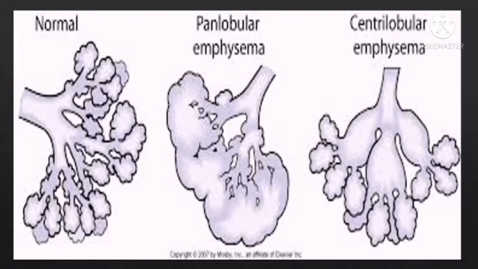And this is what it looks like for the panlobular emphysema. There's an enlargement in the lower lobe, and for the centrilobular, there is enlargement in the upper lobe.